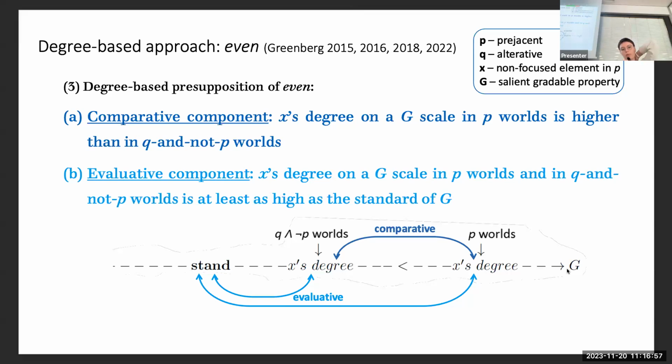Well, we can formulate a degree-based presupposition of "even", which consists of two requirements. First is the comparative component, which says that X's degree on the G scale in P worlds is higher than in Q and non-P worlds. And the evaluative component says that X's degree on the G scale in P worlds and in Q and non-P worlds is at least as high as the standard in G. So both are compared to the standard.